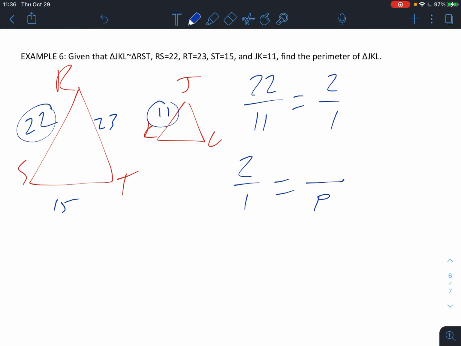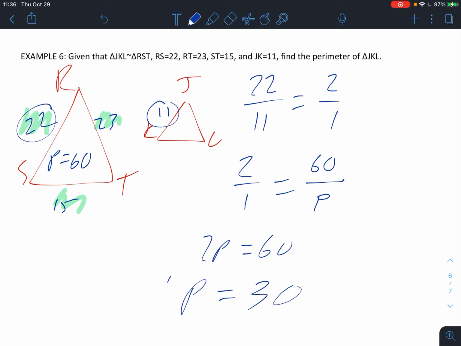I don't know the perimeter of RST, but I could find it really easily by adding 22 plus 23 plus 15. That would be 60. So this perimeter is 60. That's going to go on the top with the 2. Cross multiply, we get 2P equals 60. Our perimeter of JKL is 30 units. We don't know what the units are, so don't worry about putting anything down there.